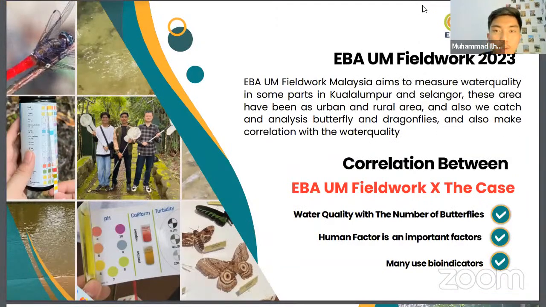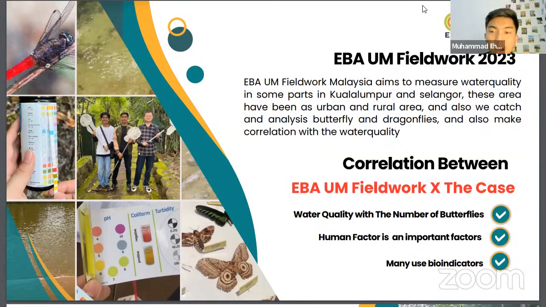About the EBA UM Fieldwork, the experience I got at the EBA UM Fieldwork in Malaysia, we can find out the quality of water from various aspects. One of which is by looking at the population of dragonflies and butterflies around the area. If the water is clean, we will very easily find dragonflies and butterflies. Similarly, the decrease in water quality in Bantimurung National Park has led to a decrease in the butterfly population that can be observed there.